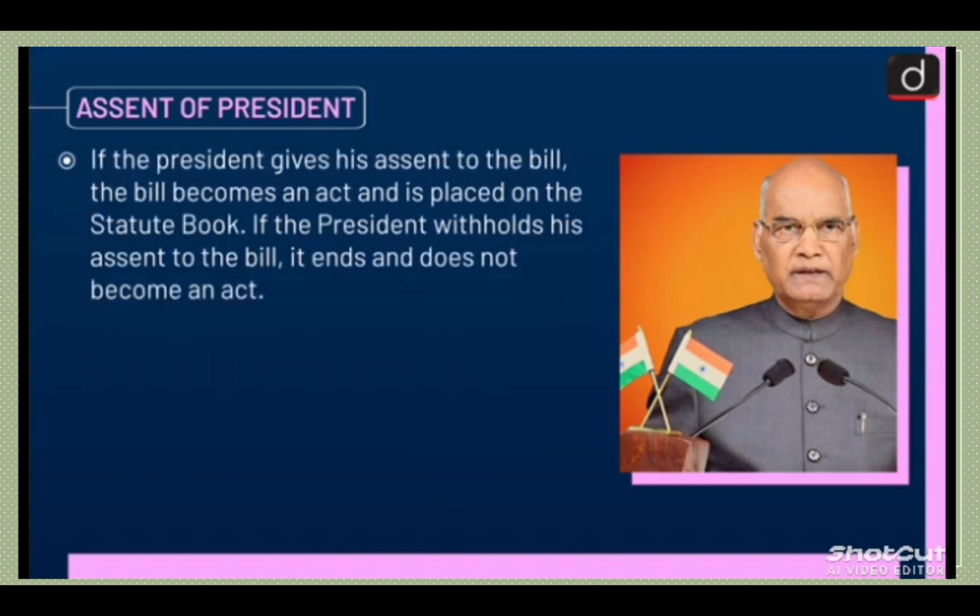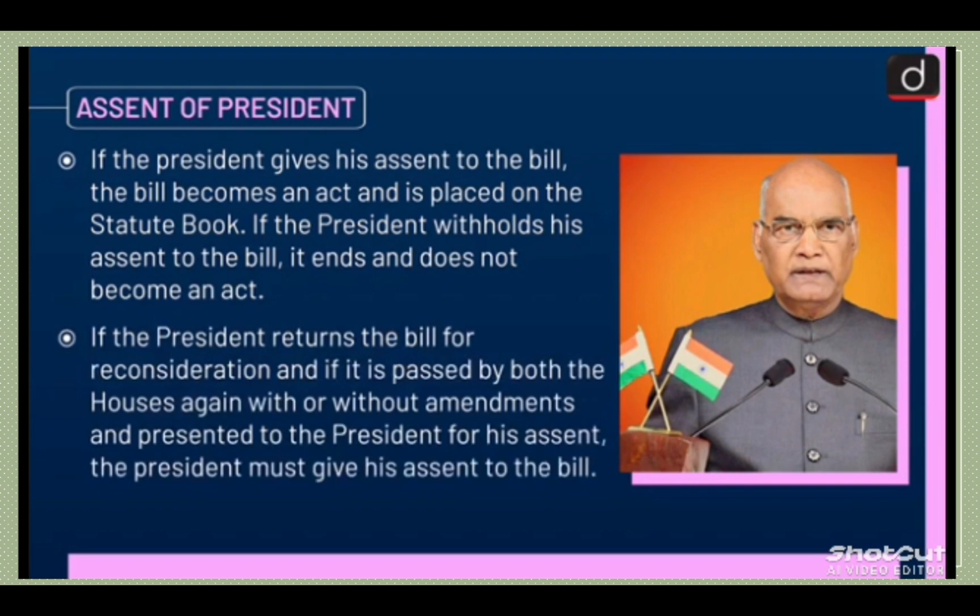If the President gives his assent, the bill becomes an act and is placed on the statute book. If the President withholds his assent to the bill, it ends and does not become an act. And if the President returns the bill for reconsideration, and if it is passed by both the Houses again, with or without amendments, and presented to the President for his assent, the President must give his assent to the bill. Thus, the President enjoys only a suspensive veto.